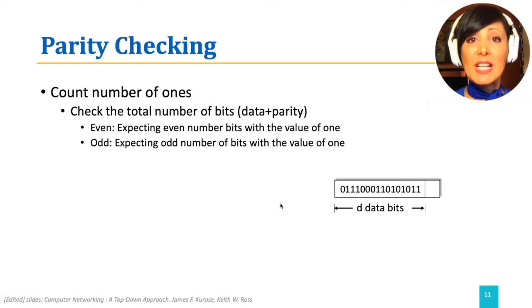So, for example, in the figure, if we are using an even parity mechanism, we expect an even number of 1s in the D plus 1 bits. So we do have 9 1s here. Therefore, the parity bit at the sender will be set to 1. If when received at the receiver, we count an odd number of 1s, we will detect an error. If the counting at the receiver shows an even number of 1s, we conclude no errors.